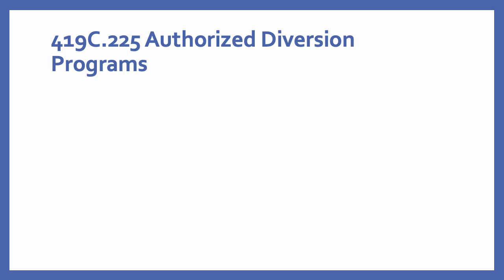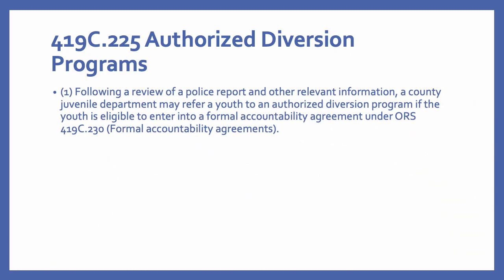419C.225, which covers authorized diversion programs. Section 1 talks about following a review of a police report and other relevant information. A county juvenile department may refer a youth to the authorized diversion program if the youth is eligible to enter into a formal accountability agreement under O.R.S. 419C.230. This is a good example where it says may, so the juvenile department may refer a youth. It doesn't mean we have to.